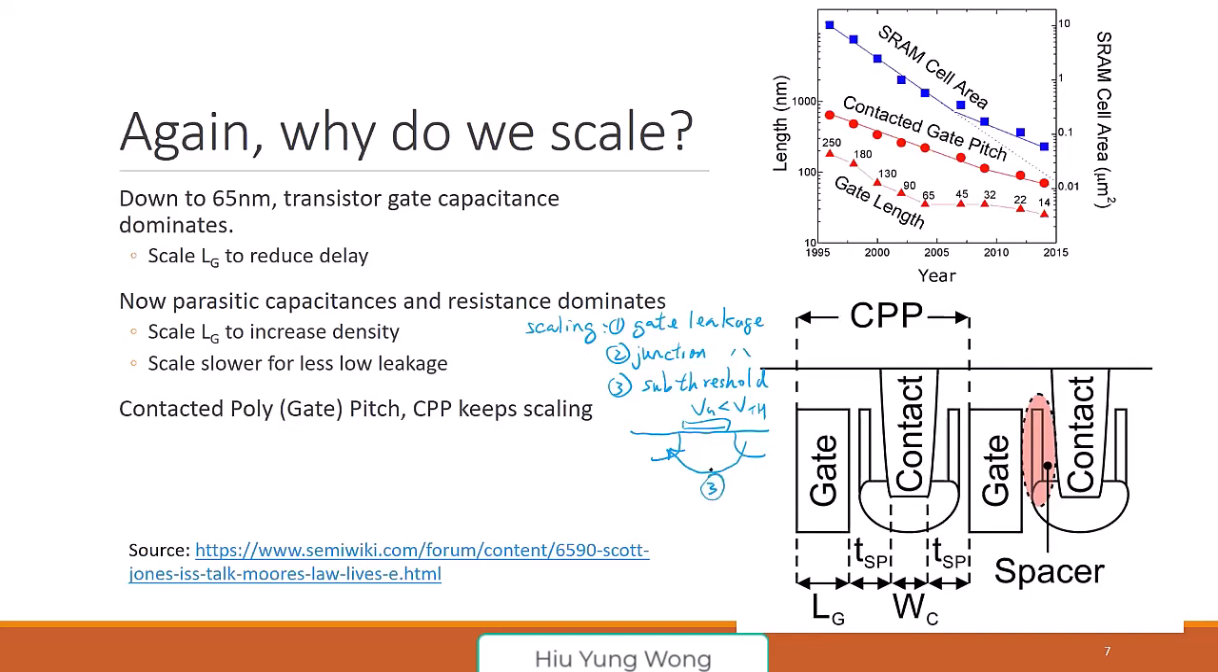Now, if I make the gate length very short, then the control is even worse because drain and source are so close. So I have a lot of leakage. That's why we don't want to go too fast, so it slows down. But overall, there's something we keep scaling. This one is something I want you to memorize.